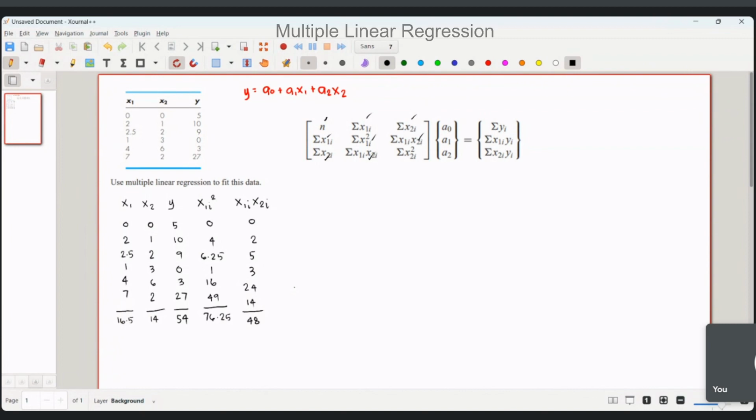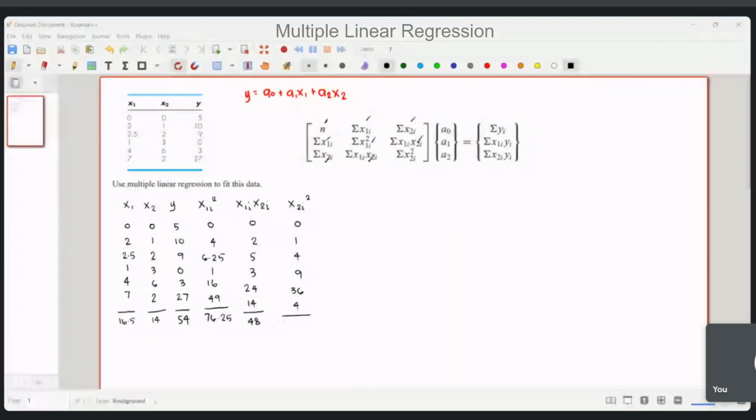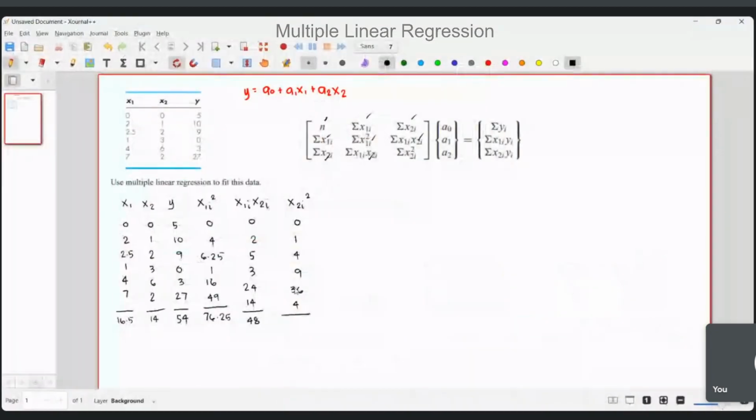Next, we need to find x2i squared. So that's 0, that's 1, that's 4, 9, 36, and 4. And x2 squared, that's 54. Am I correct? Yes, ma'am. Correct, ma'am.